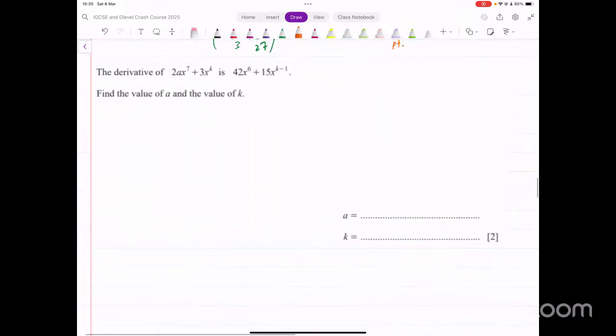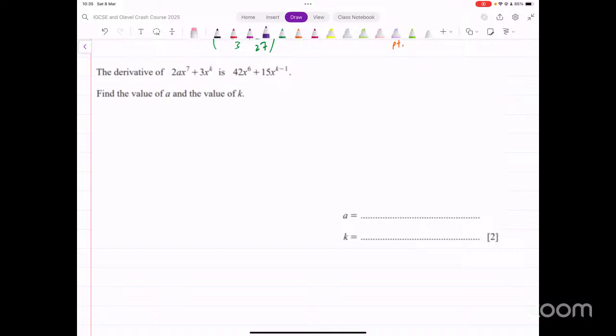Okay, now this is interesting. The derivative of 2ax raised to the power 7 plus 3x raised to the power k is this. We need to find the value of a and the value of k. Now, how do we think about this? They've given us the derivative and they've given us the original function.